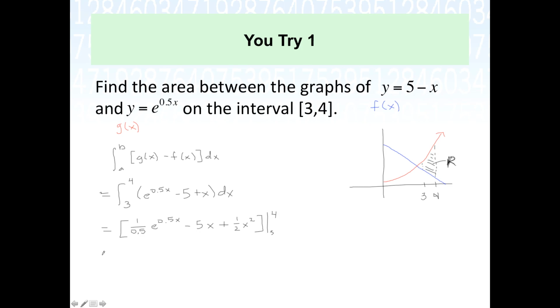Just for the sake of you having to watch all this, I'll leave this to get plugged in, and then remember we'd plug in 4 for all of our x's, we'd plug in 3 for all of our x's, we'd subtract those and get something right around 4.3147-ish. And if you like celebrating your answers, you can put a box around that.